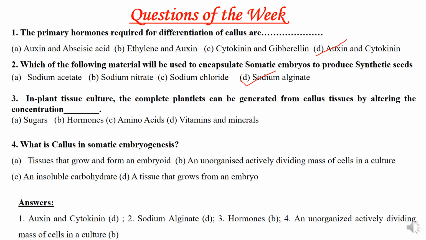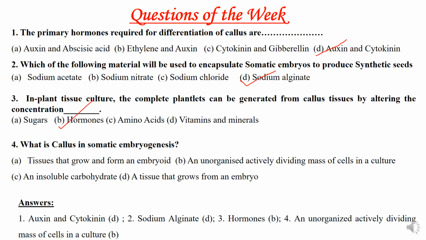And the third question: in plant tissue culture, complete plantlets can be generated from callus tissue by altering the concentration of sugars, no. Hormones, yes. Amino acids, no. Vitamins and minerals, no. Why hormones? We are altering the hormones, we are reducing the auxin concentration at the maturation phase. So the answer will be hormones.